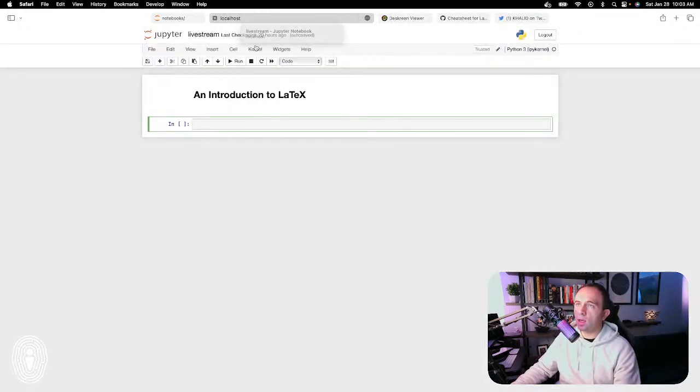But anyway, let's give a very brief introduction of what LaTeX kind of is. For those of you who are not aware, this is a Jupyter notebook.